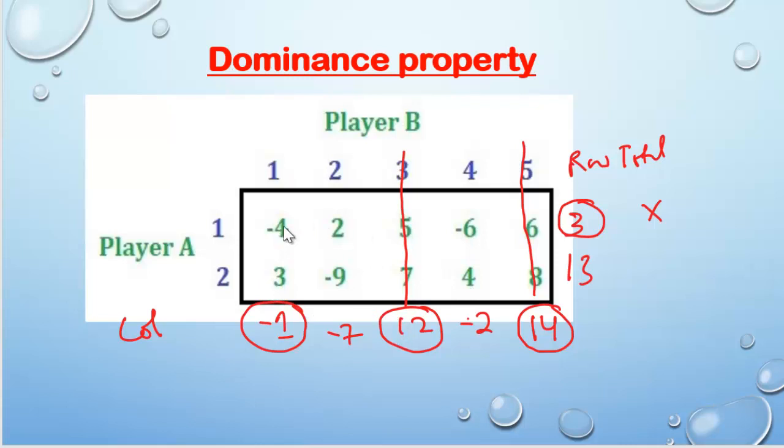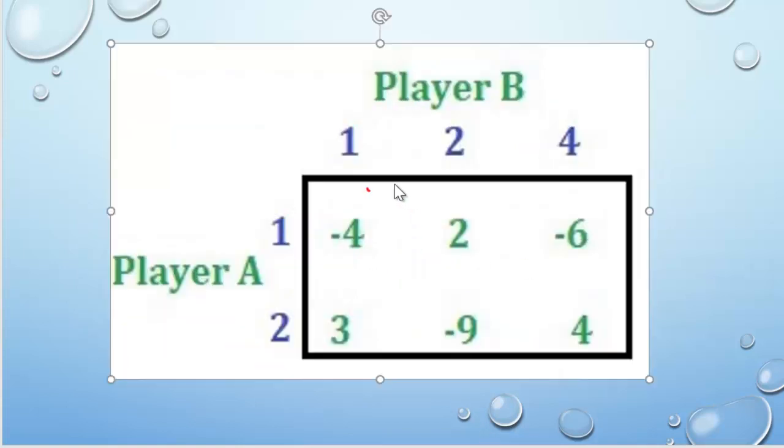So I have reduced my matrix to minus 4, 2, minus 6, and 3, negative, and 4. So these elements are gone. So what I have done with the dominance property is I have reduced the payoff matrix. Even if you don't want to do that, you can go directly to the graphical method. But if you want to reduce it, you can. So this is my reduced payoff matrix. I removed the 2 columns, and I got 2 rows and 3 columns.